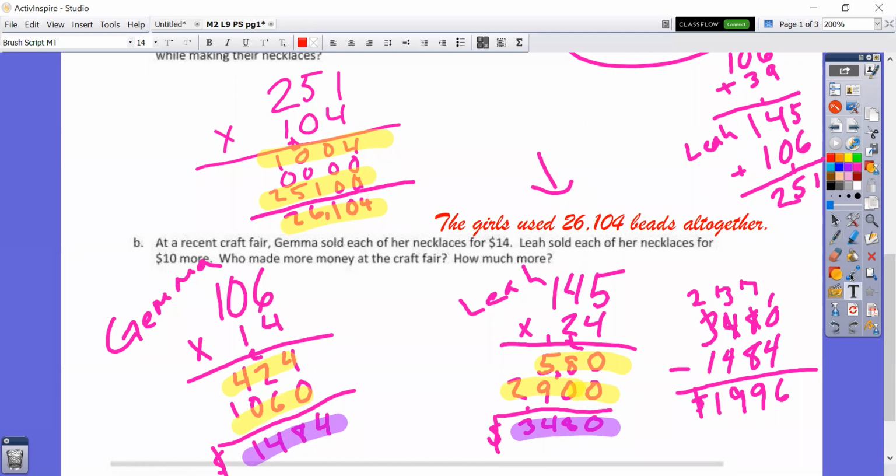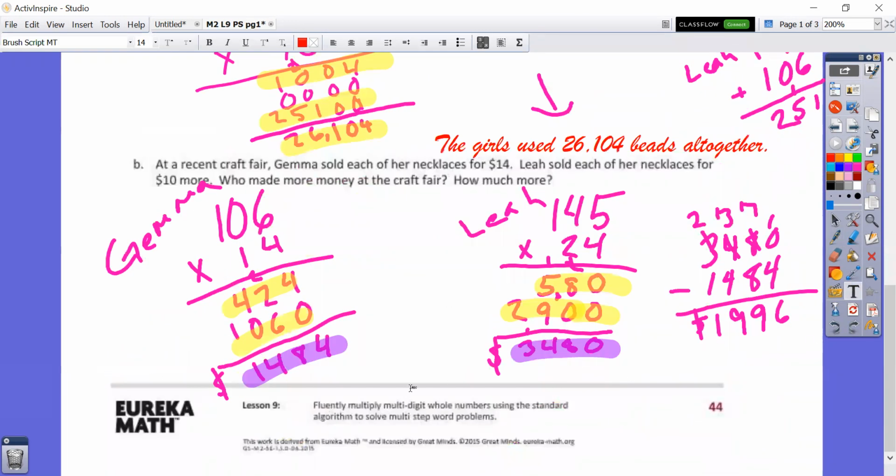So now we need to put that into a statement. There's 2 questions, so we really need to answer 2 pieces in this sentence. Leah made more money. There's our first question. She made $1,996 more. And then to be a little bit more accurate, I'm going to just write more than Gemma. Let me move this up so you can actually read it.